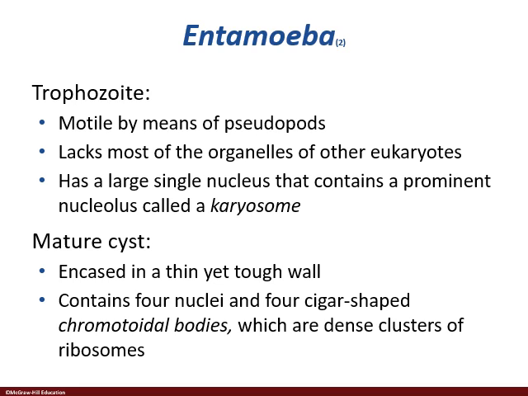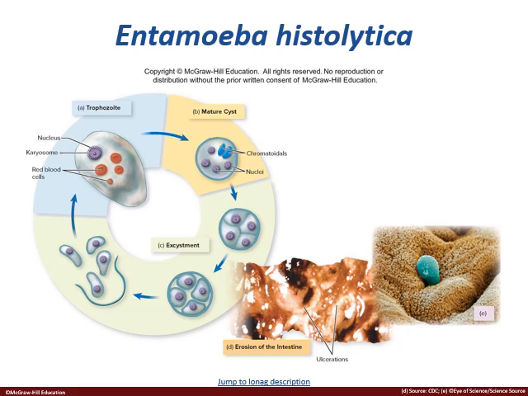So instead of being multinucleated with two nuclei, one larger, one smaller, it now has four, two large, two small. They refer to these as chromatoidal bodies. As you see here, the trophozoite becomes a mature cyst.